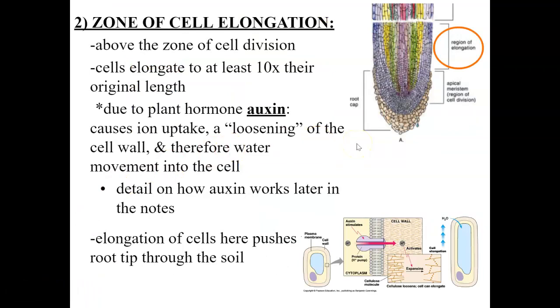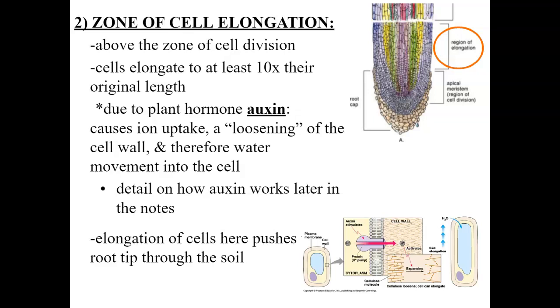The zone of elongation is going to be right above the zone of cell division. Once the cells are done dividing, they move up, and the apical meristematic cells continue to divide down here within the zone of cell division. In the zone of elongation, these cells are going to get longer. They can elongate up to 10 times their original length, and this is going to be due to a hormone called auxin. This is going to involve what's called ion uptake due to the presence of auxin. So ions are going to move in, we're going to have a loosening of our cell wall, water is going to enter the cells, and then the cell is going to get longer. It will elongate due to so much water being present inside the cell.